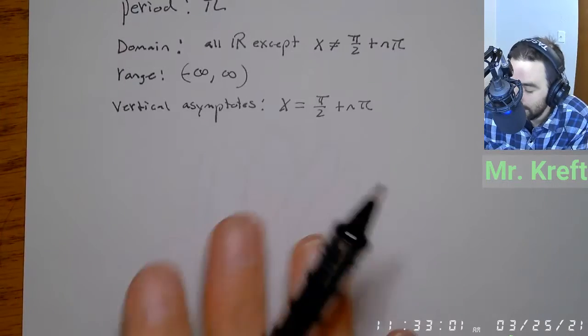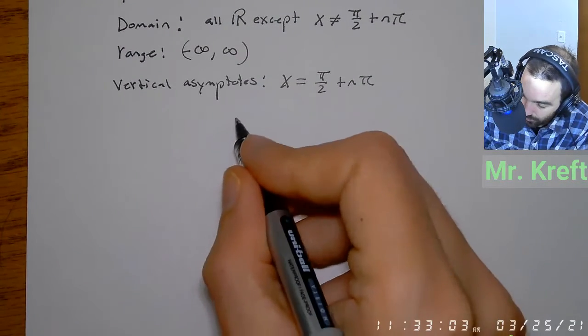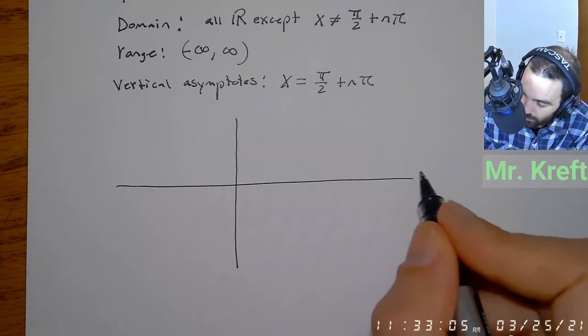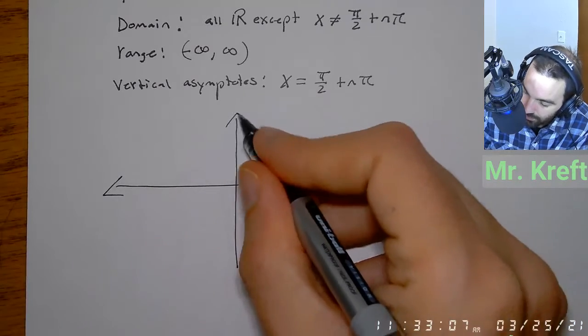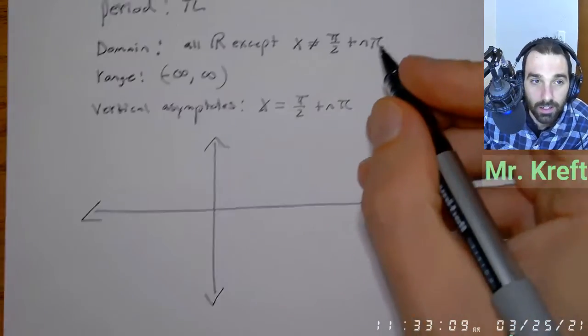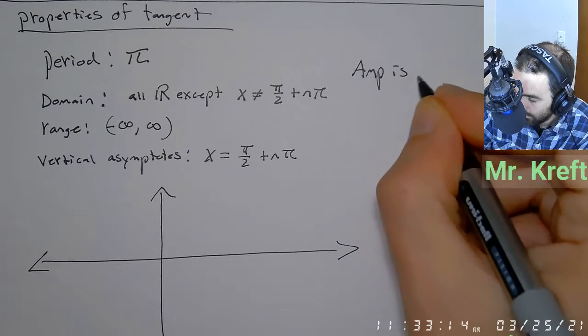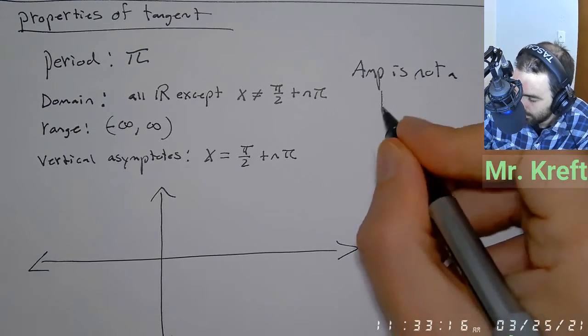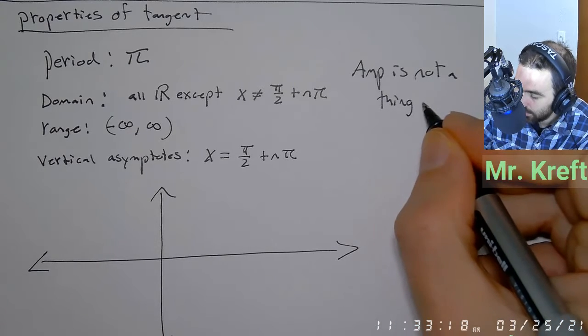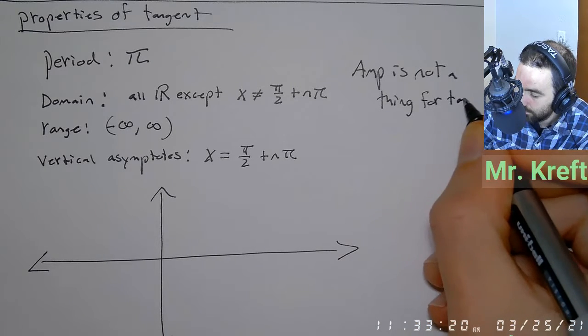Okay, so let's go ahead and graph this. I don't need to write down the rest of this. There's a couple of good things. Another thing about tangent: amplitude is not a thing here. So amplitude is not a thing for tangent.